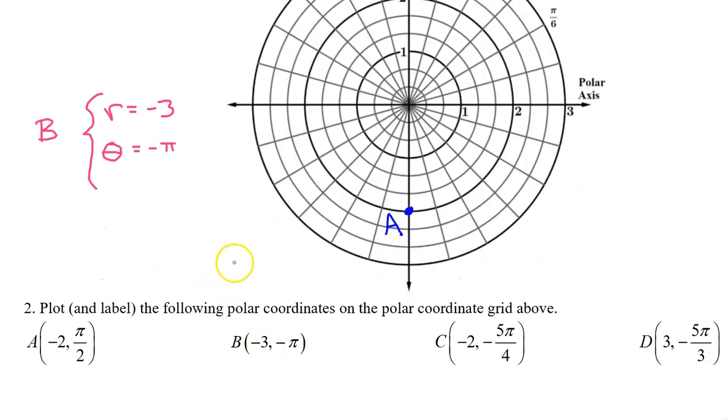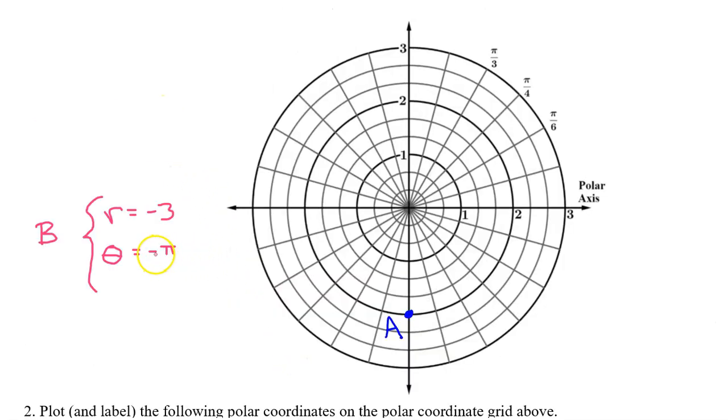Point B has an r value of -3 and theta is -pi. The negative sign on the pi means that we will rotate in the clockwise direction. But let's start with r. We will ignore the negative sign for a moment and move 3 away from the origin. Now we will rotate that negative pi, which lands right here. However, since the r value is negative, we move in the opposite direction and land on the positive x-axis. So point B is right here.